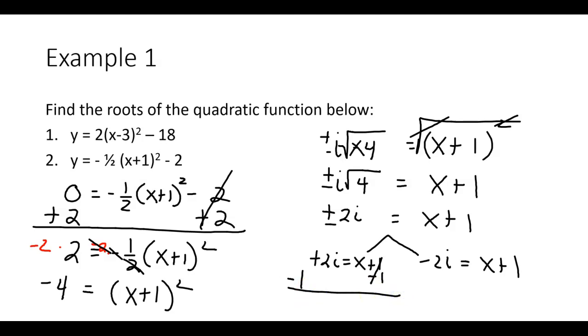Now, we cannot combine these. These are not like terms. Since this is an imaginary, you can't combine them. Also, if you have a square root here, just a normal square root, you can't combine them either. So you just put it in front. So it's going to be negative 1 plus 2i equals x. And then for this one, same thing. We're going to minus 1 on both sides. It's going to be the same answer. It's just that it's minus 2i this time.